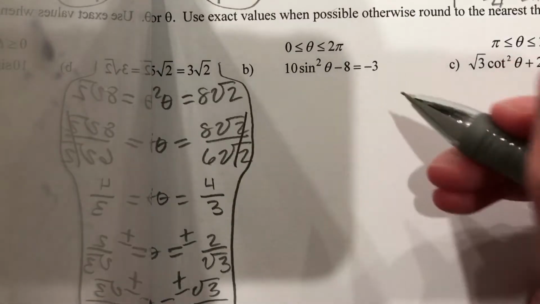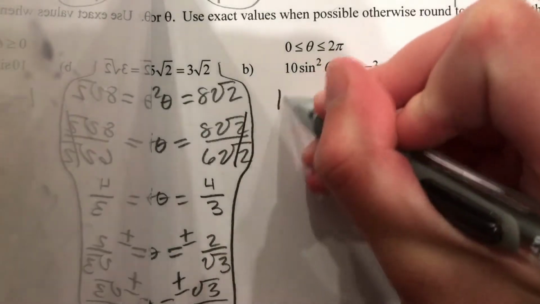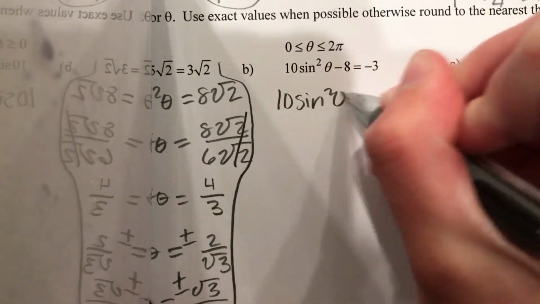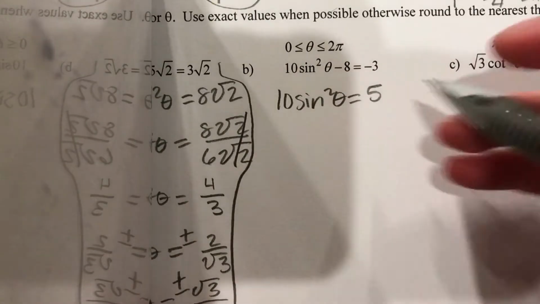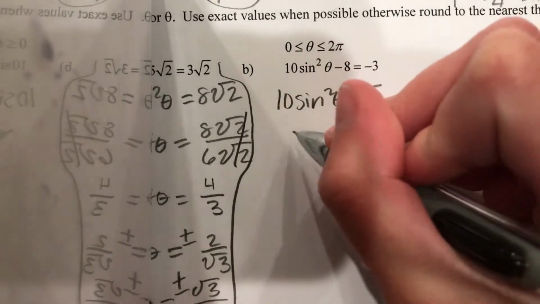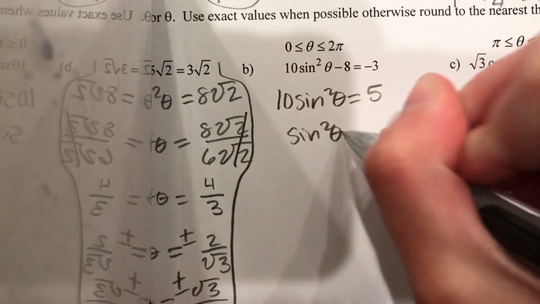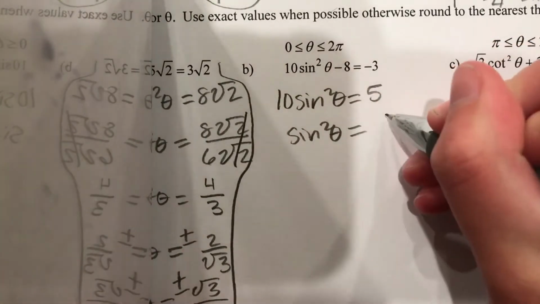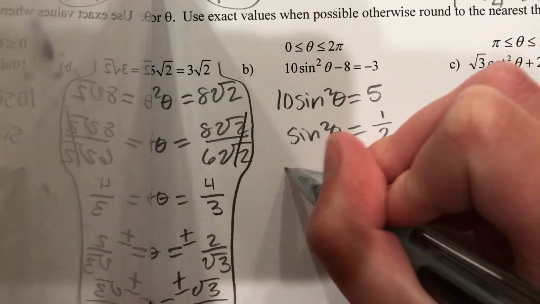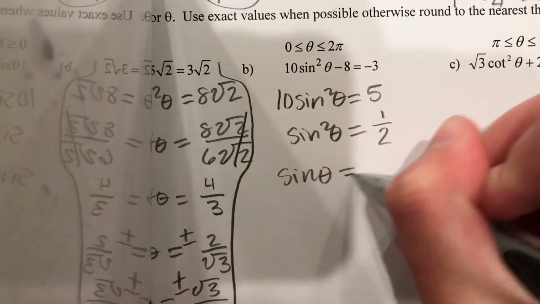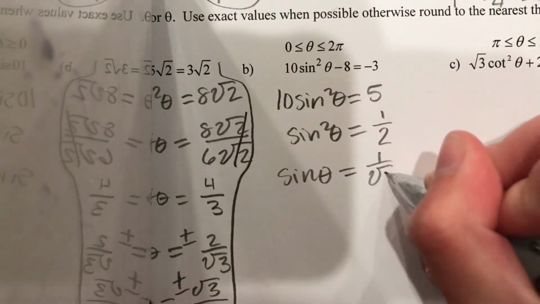To do this one, you first have to add 8 to the other side, so then you have 10 sine squared of theta equals 5. And then you'd have to divide by 10 to get the sine squared by itself, and so then you'd get 1/2. Then you have to square root it, so then you get sine of theta equals 1 over root 2.